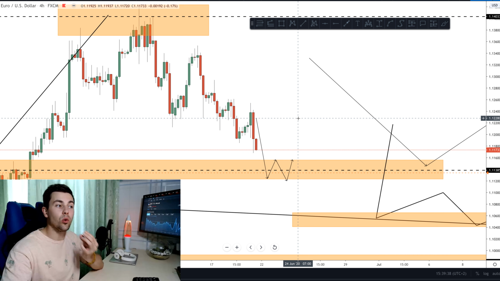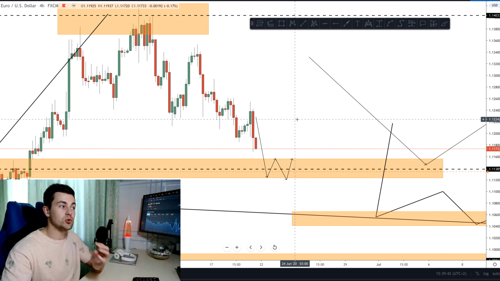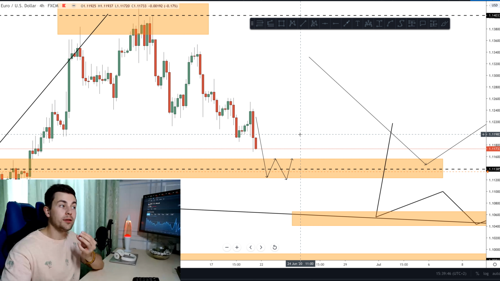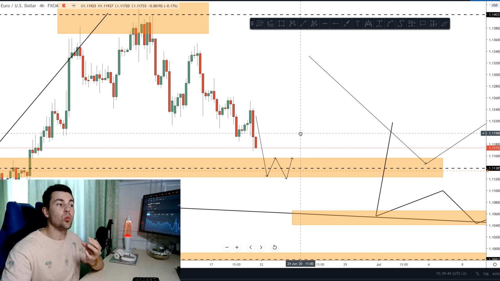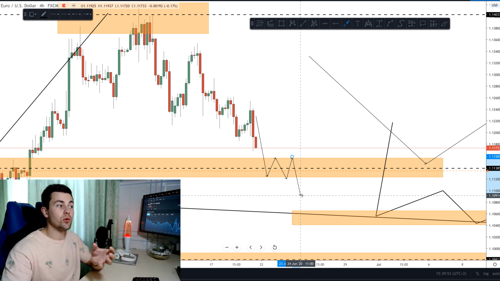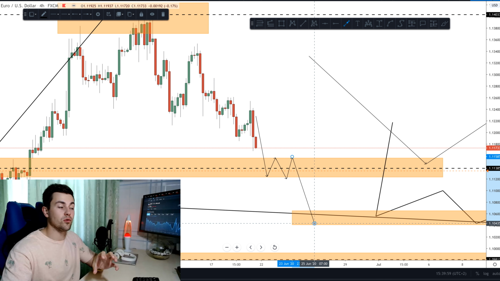You're looking for the confirmation that sellers are willing to stop selling, and only then we buy, only when we see the confirmation. And if the market just breaks and you don't see the confirmation, what you do is you just avoid losses, and you're looking for the next structure.